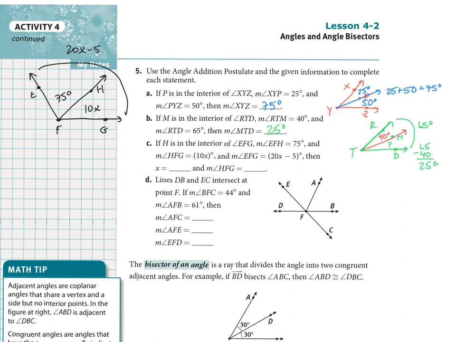So just like before with our other angle addition postulate, we have to add the two smaller angles to get the bigger angle. And we're going to set up an equation for that. So we're going to do 75 plus 10x equals 20x minus 5. And this throws it back to what we were doing earlier with solving equations, looking at two-column proofs.